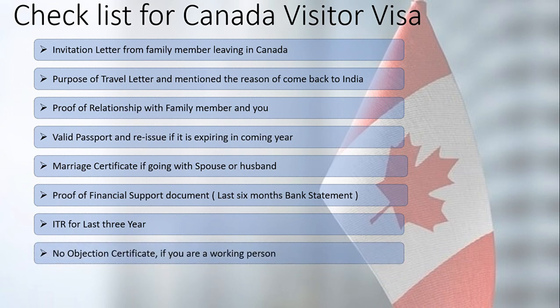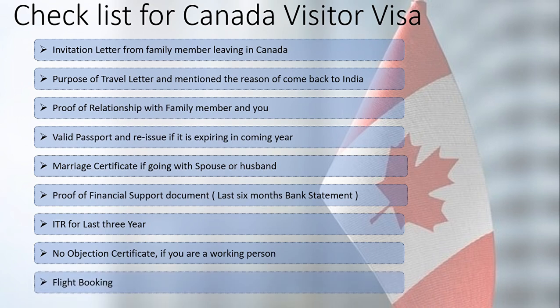And next is the no objection certificate. If you are a working person in the private sector or government sector, you definitely need a no objection certificate from your own department. It is good to apply for it early. In a government organization there is a set of rules, so you need to apply first and get the no objection certificate on time.